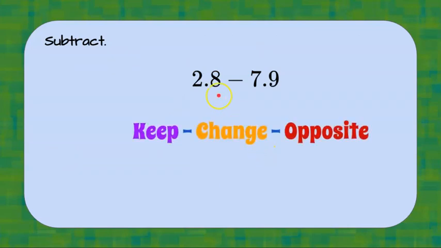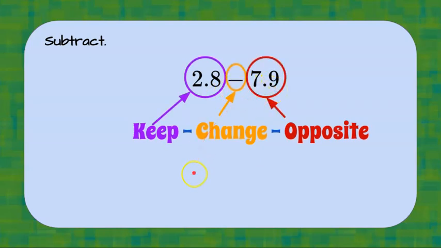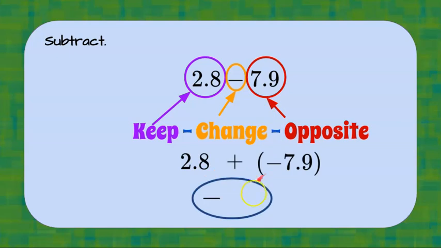Welcome back. We're going to keep the 2.8, change subtract to add, and write the opposite of 7.9. 2.8, add, and the opposite of 7.9 is -7.9. And here's my plan. The absolute value of 7.9 is larger than the absolute value of 2.8, so I know my answer is going to be negative. 2 different signs. We're going to take our larger absolute value and subtract our smaller. 9 subtract 8 is 1. Bring down our decimal point. 7 subtract 2 is 5. So, good thing I made my plan. Don't forget that negative, 5.1.